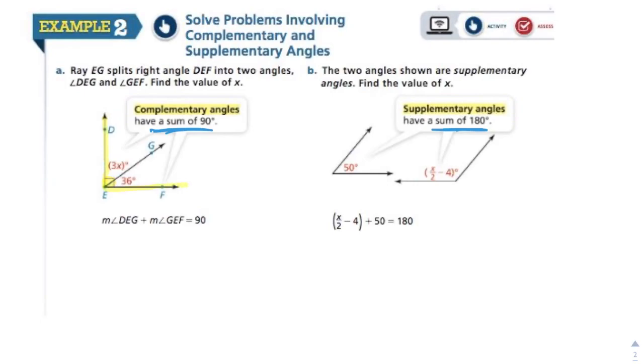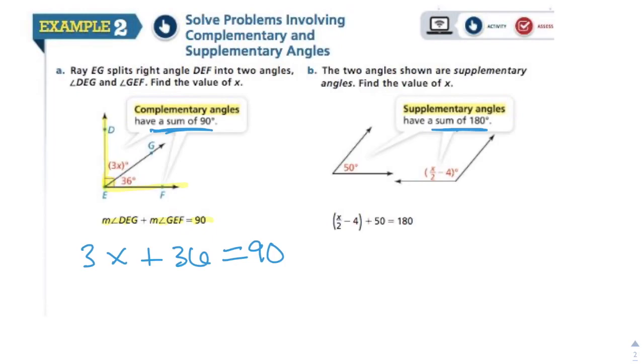So what we know is that the two angles, angle DEG and GEF, equal 90 degrees. So now we have something to work with here. So what we can say is angle DEG we know is 3x. GEF says it's 36. And we know those together are going to equal 90. So now I can just start solving here.